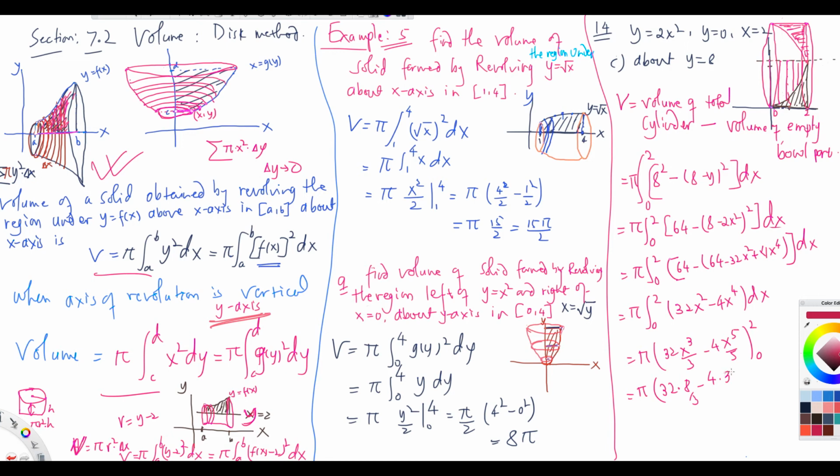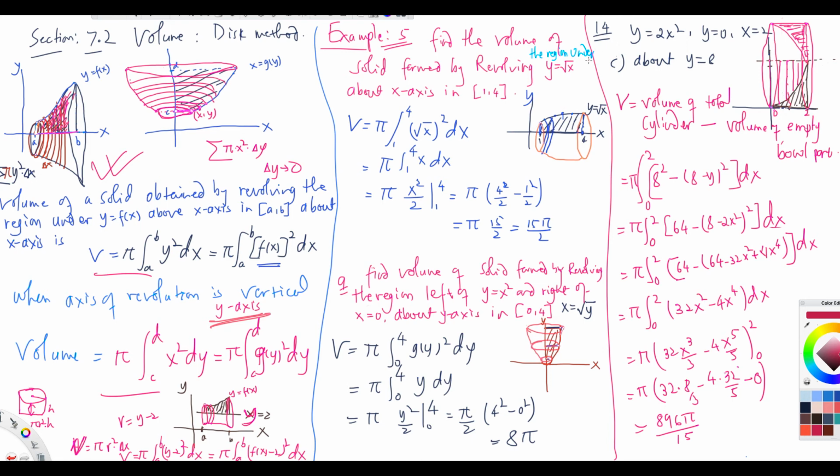That is 32 over 5. Okay, and then minus, you plug in 0, you will get 0, so you don't need to show that plugging in 0 there. Now if you use a calculator for that, you will get 896 pi over 15. That's what you will get. That will be the final answer. Again, this is part C of question number 14.